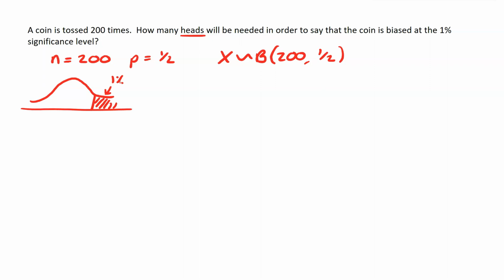Okay, so we need to do our usual, state our null hypothesis. So the probability is going to remain at a half. The alternate hypothesis is going to be that it is greater than a half. The thing we are measuring is the proportion.